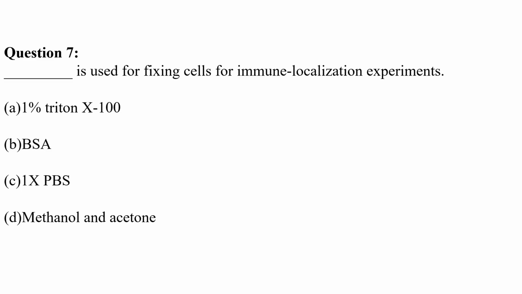Okay. Moving on to the next question, question number 7. Dash is used for fixing cells for immune localization experiments. Option A, 1% Triton X100, option B, BSA, option C, 1x PBS, option D, methanol and acetone.